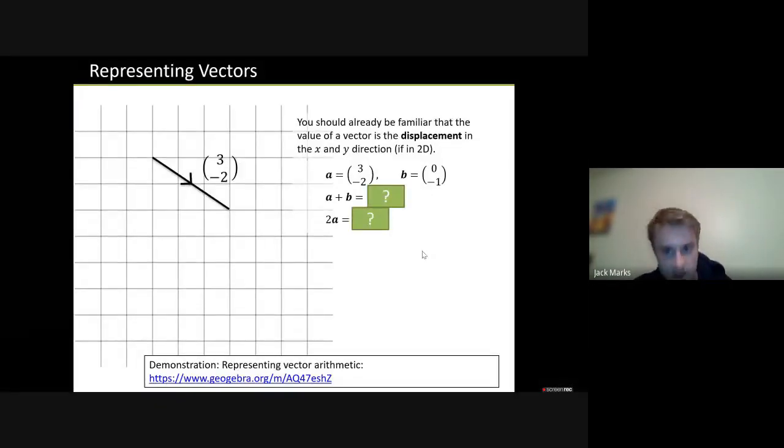Representing vectors. We can think of vectors numerically, and we can think of them diagrammatically. Here, A has been drawn for you. It's 3 across and 2 down. Remember, X is at the top, then Y is at the bottom.